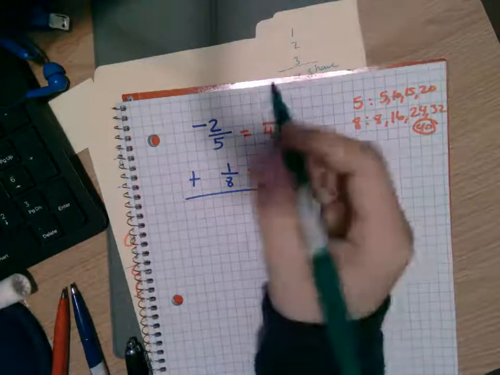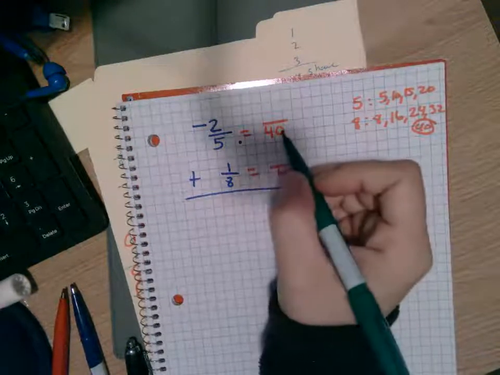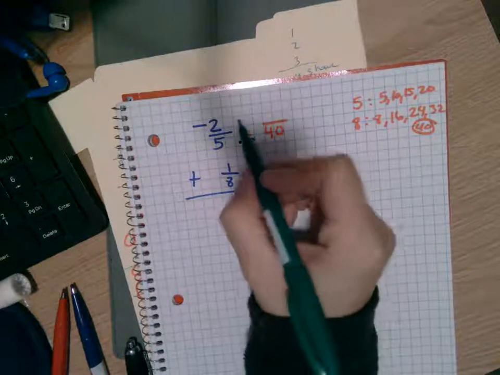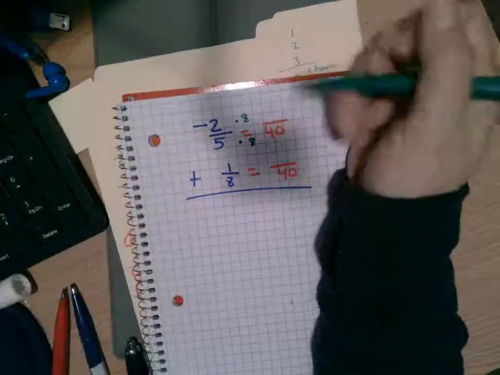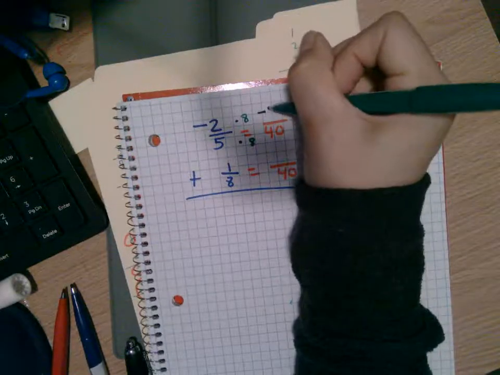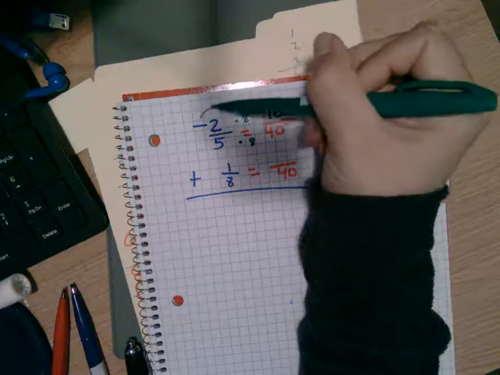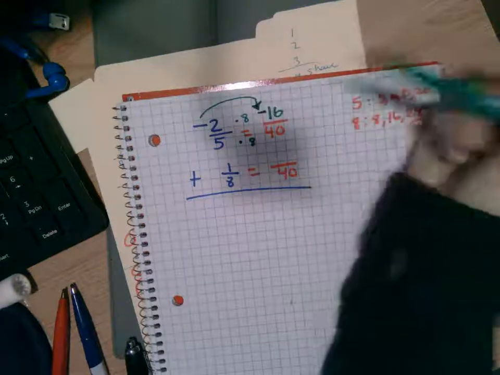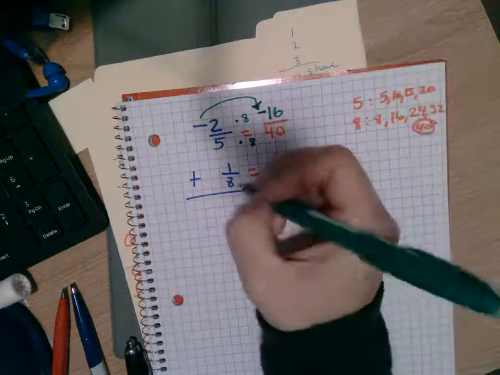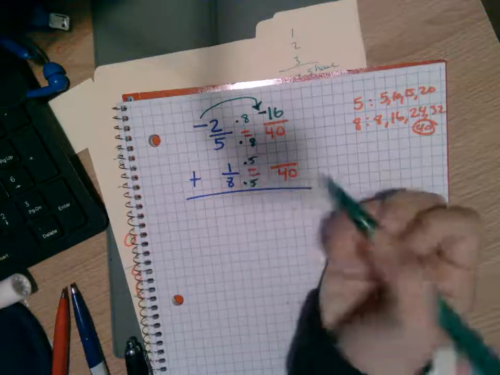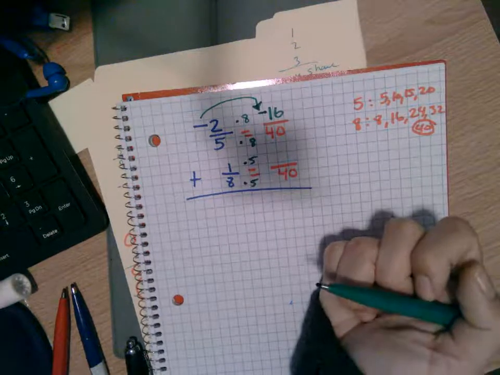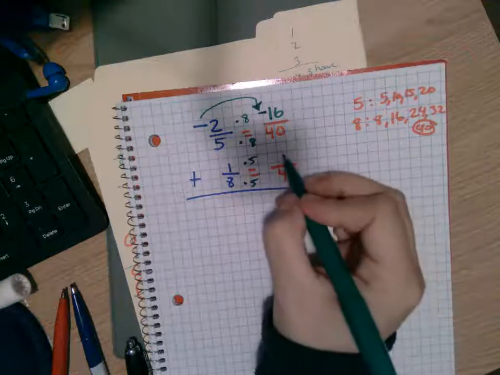All right. 5 times what is 40? 8. So, 8 times -2 is -16. Don't forget to carry that negative. Okay, bring it over. Then 8 times 5 is 40. So I'm going to do the multiply by 5 on top. Don't forget to do that. And then 5 times 1 is 5.